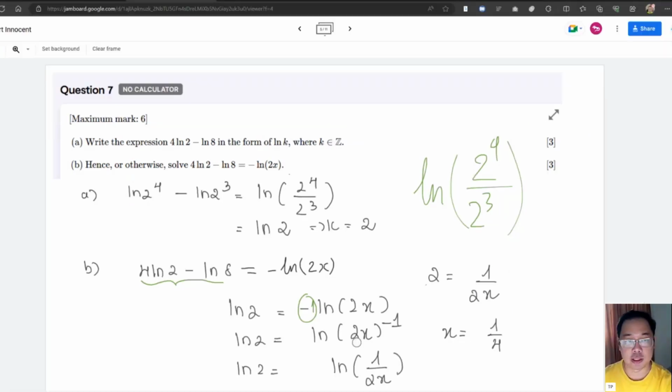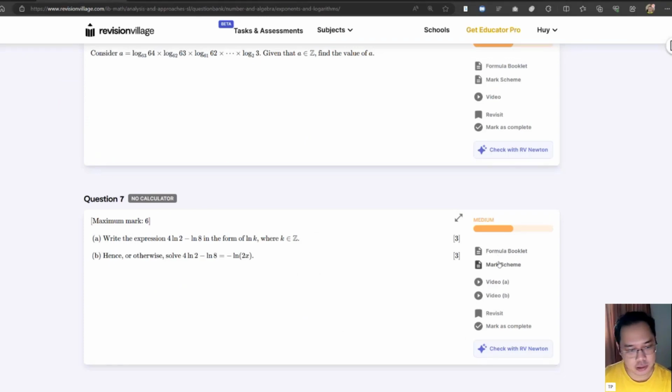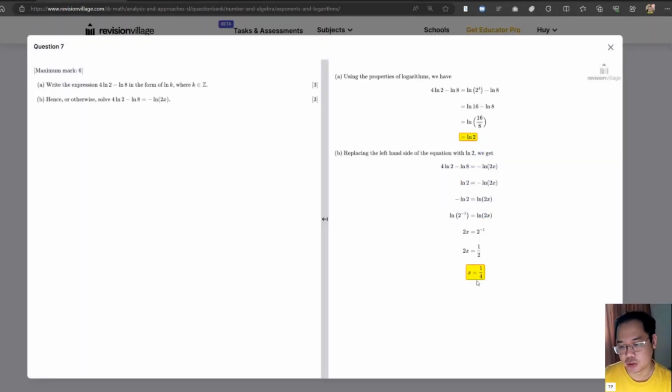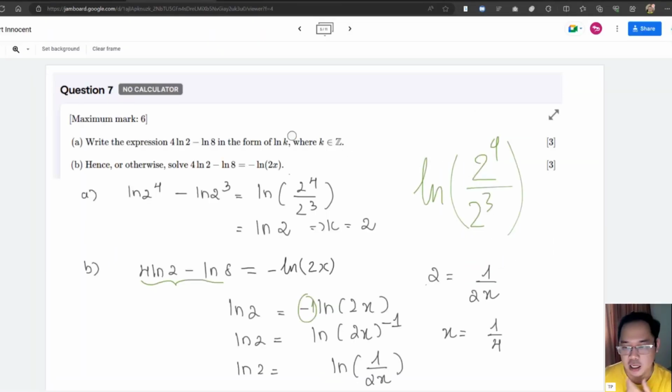Okay, let's check the answer. I think it is correct. Yeah, 1 over 4. Yeah. How many marks? 3 marks. So the first mark is this one. The second mark is here, and the last mark is here.